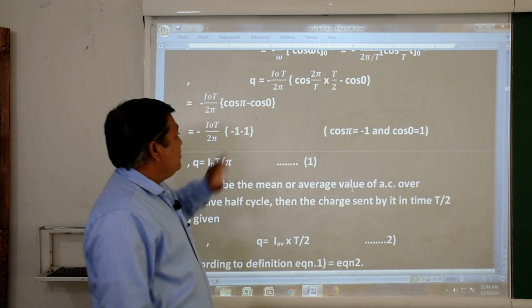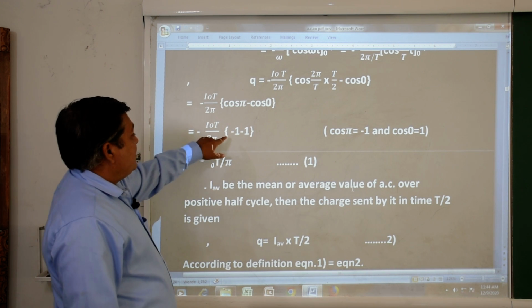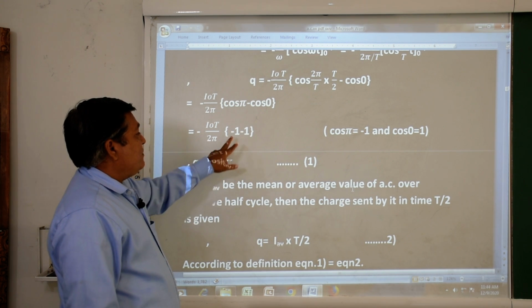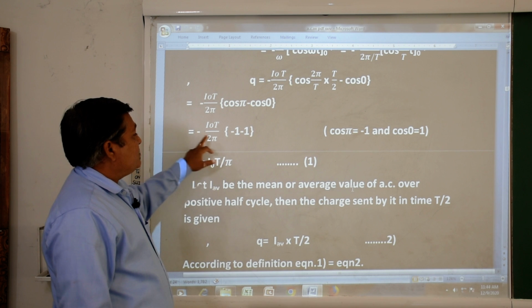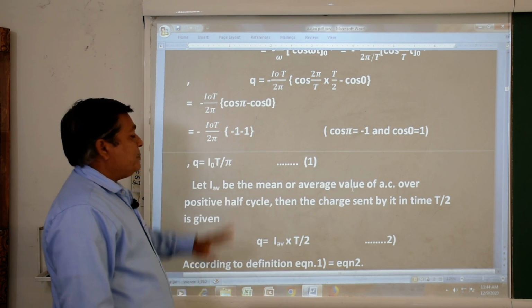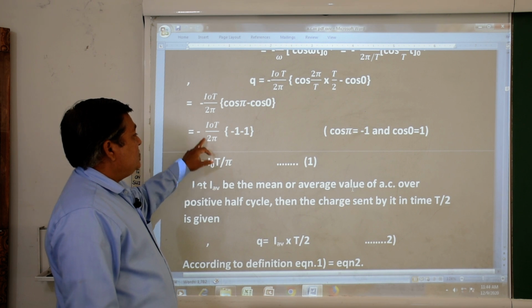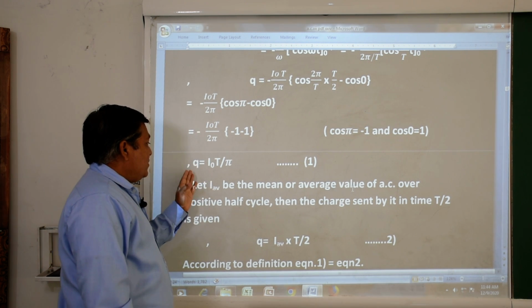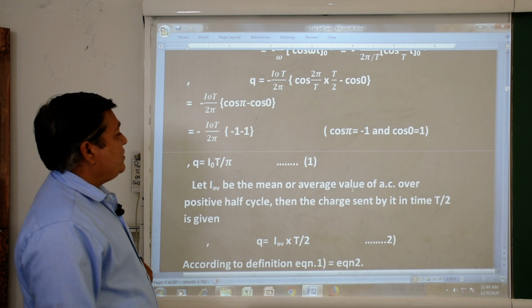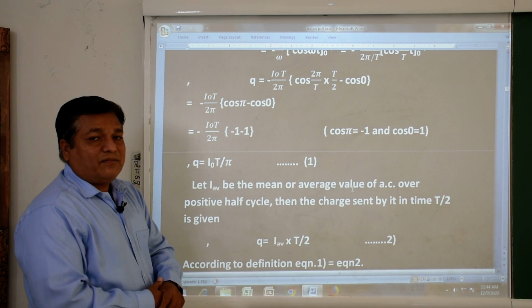So, we place the value. In the bracket we get minus 1 minus 1. It will become minus 2. This minus will come out and this minus will become plus. So, what do we get here? 2 is cancelled by 2. So, ultimately we get Q is equal to I naught capital T upon pi. This is the first equation.